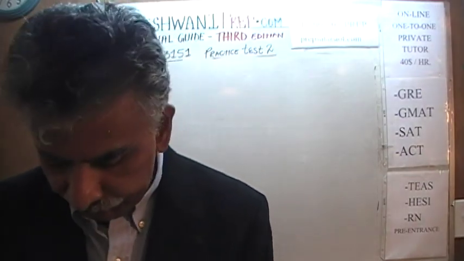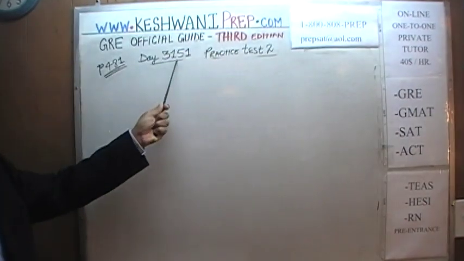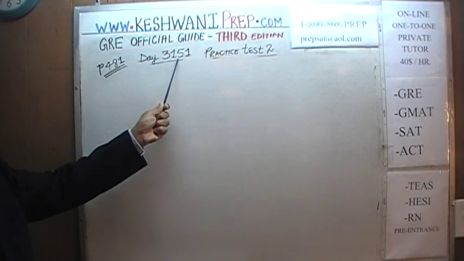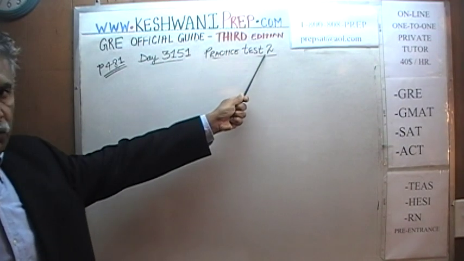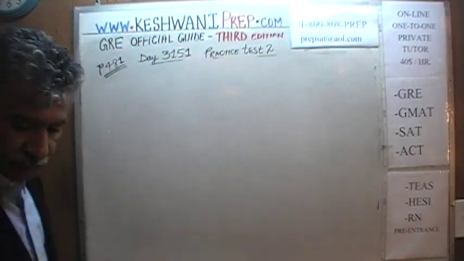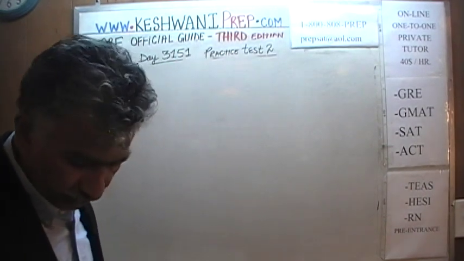Today is our lesson number 151. Day 3151, the 3 signifies the fact that we're in the third edition, day 151. We are about to start practice test number 2 that you will find at the end of the book on page number 481. Yesterday, we finished test number 1. So let's begin exam number 2 on page 481.